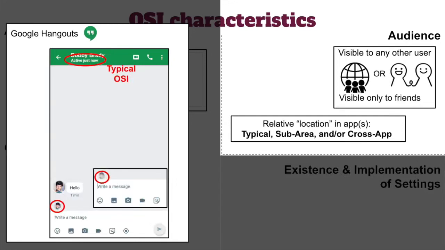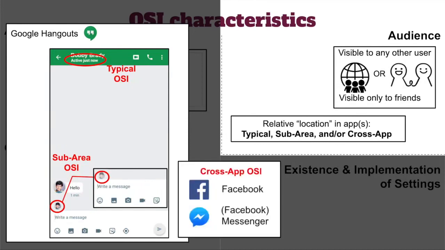We call this a sub-area OSI. Perhaps surprisingly, Alice would be able to see this sub-area OSI even if she and Bob were not friends yet, which is different from the typical OSI's audience. Sub-area OSIs are not always limited to a conversation view. So for example, in Slack, all OSIs are sub-area within a particular workspace. A third type of OSI is the cross-app OSI. For example, users on Facebook can see people who are online in Facebook Messenger, even though that's technically a different app.